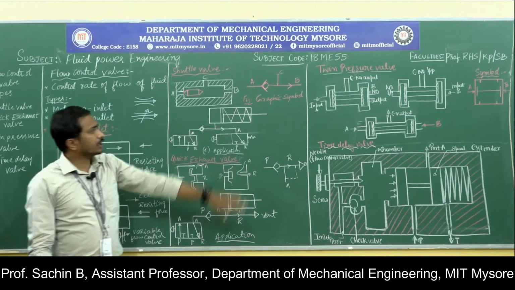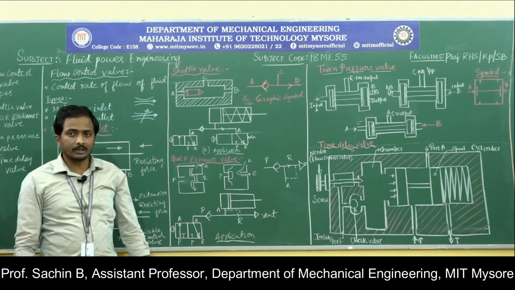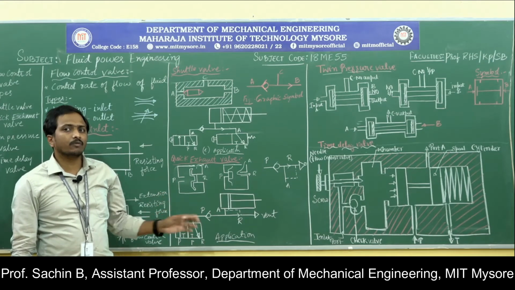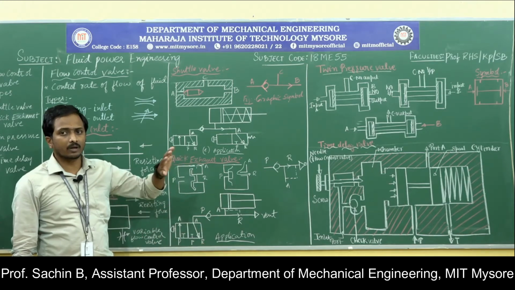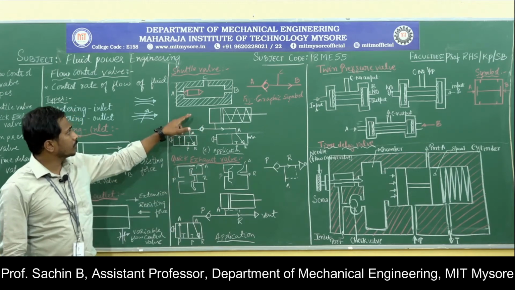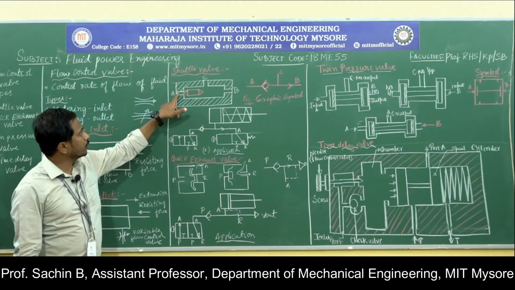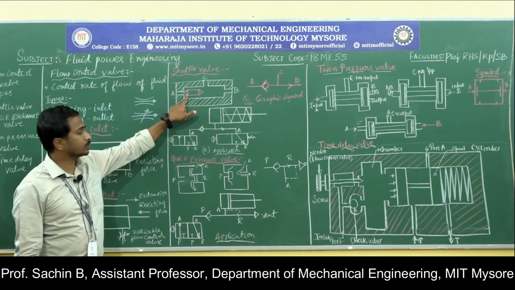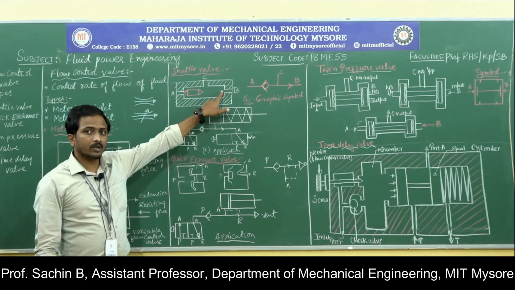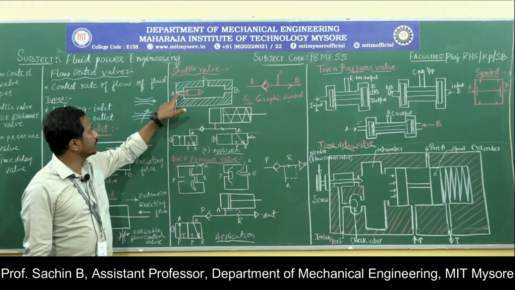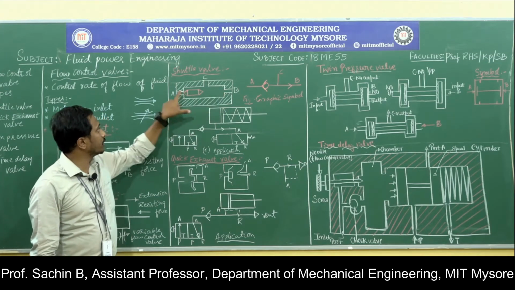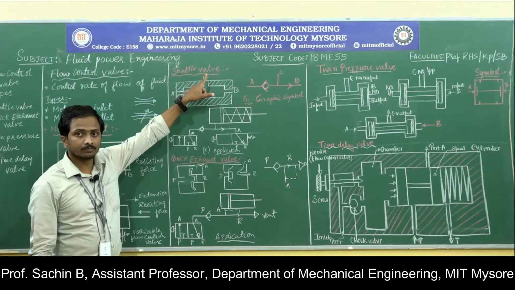This shuttle valve is used to operate only a single acting cylinder. To operate a double acting cylinder they will go for some other kinds of valve. To operate a single acting cylinder they will go for the shuttle valve, because you can observe in the A port, if fluid enters here, the poppet will move to the B port. I am allowing the fluid only to the A port. Now the poppet will move in this direction. During that time the flow will happen from A to C.